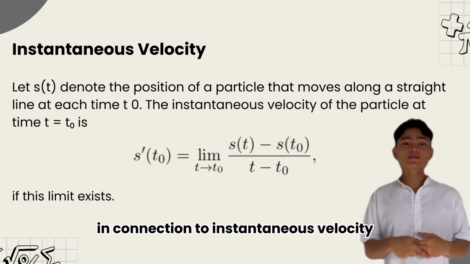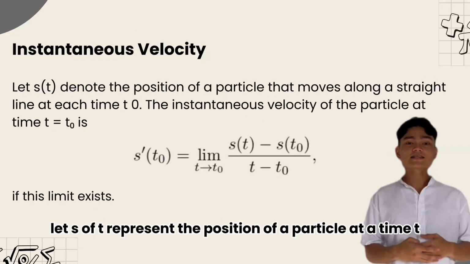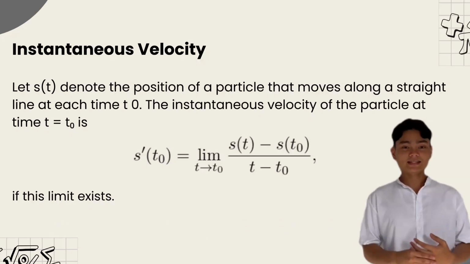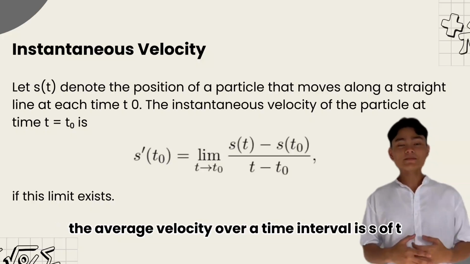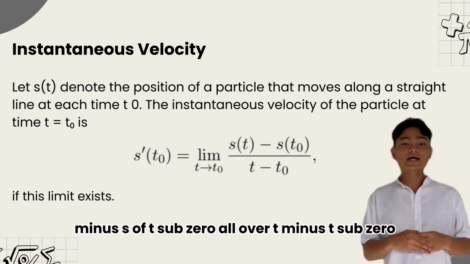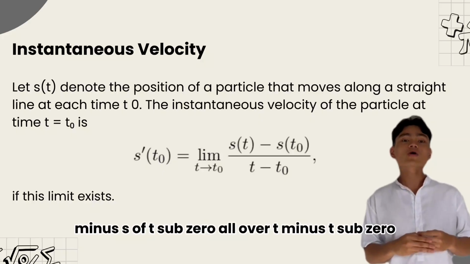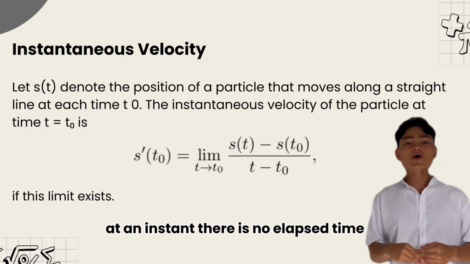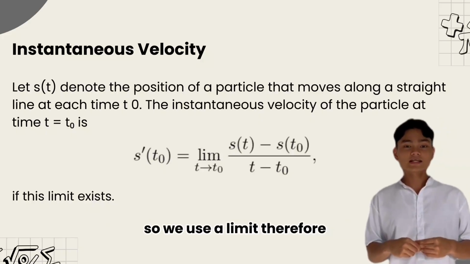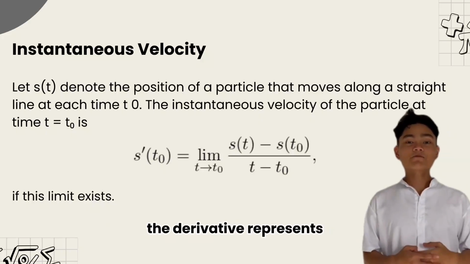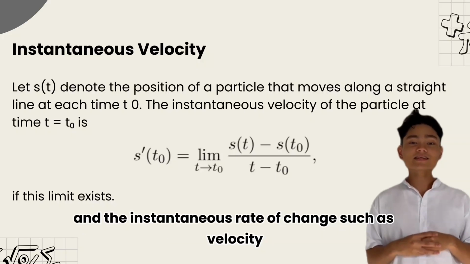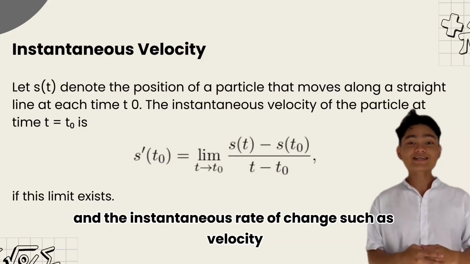In connection to instantaneous velocity, let s of t represent the position of a particle at time t. The average velocity over a time interval is s of t minus s of t sub 0, all over t minus t sub 0. At an instant, there is no elapsed time, so we use a limit. Therefore, the derivative represents both the slope of the tangent line to a curve and the instantaneous rate of change, such as velocity.